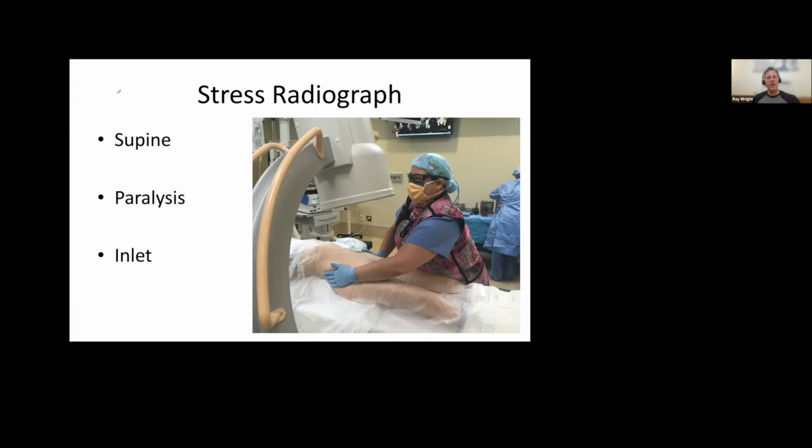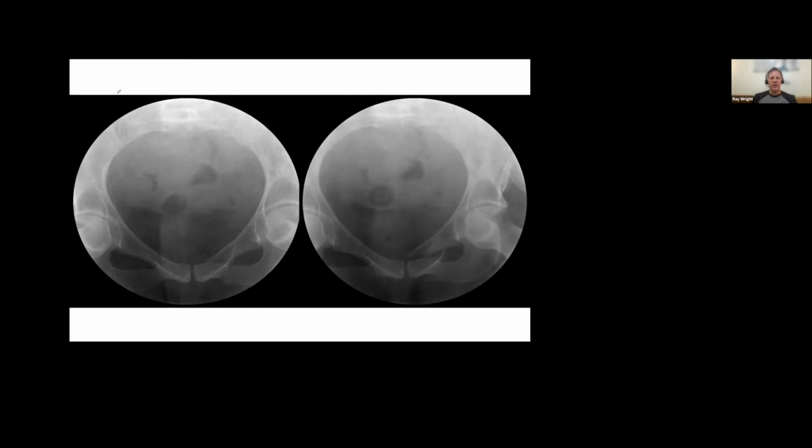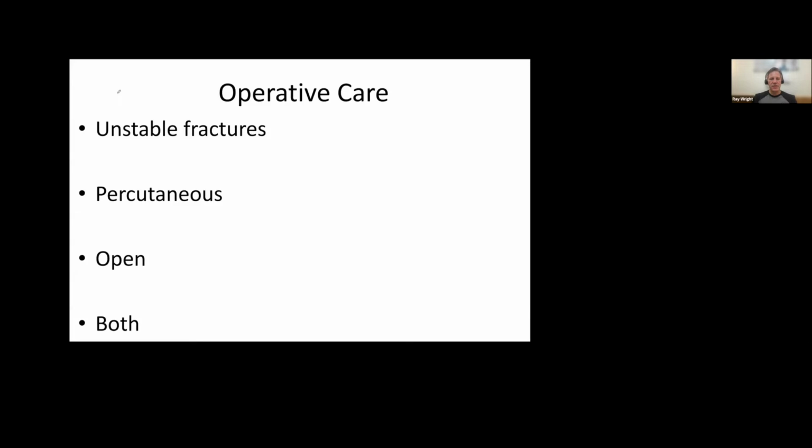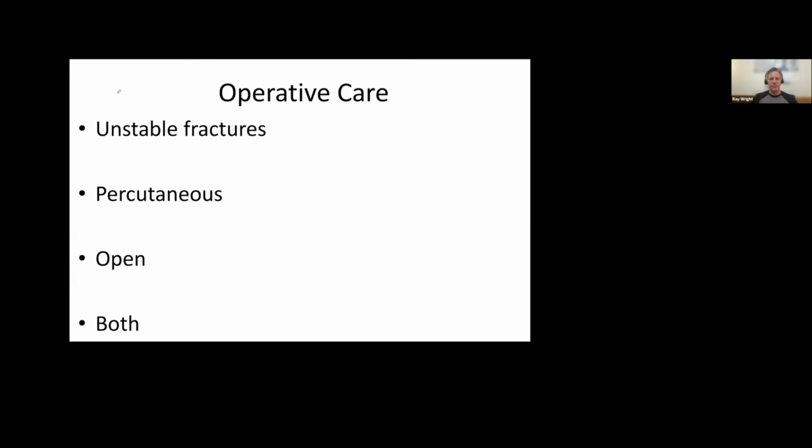You take the patient to the operating room, place him or her supine on an operating room table, and get a little skeletal paralysis. And on an inlet view with just a little bit of laterally directed force, which is really rather difficult to quantify, if you can demonstrate gross instability through these regions, oftentimes this is an indicator of overall pelvic ring instability, and in my mind, an indication to operate on these patients, especially if pain is too great to allow the patient to be mobile. So operative care, in my mind, is reserved for unstable fractures, and these can be done both percutaneously or open, or a combination of both.